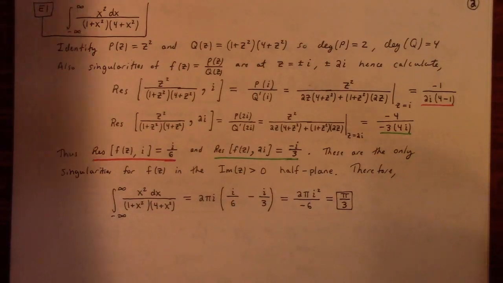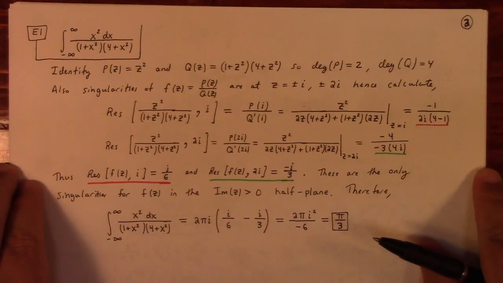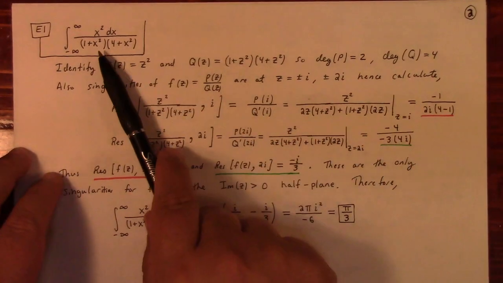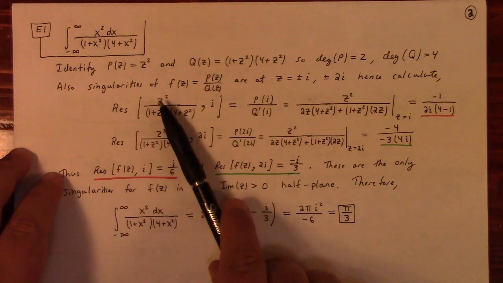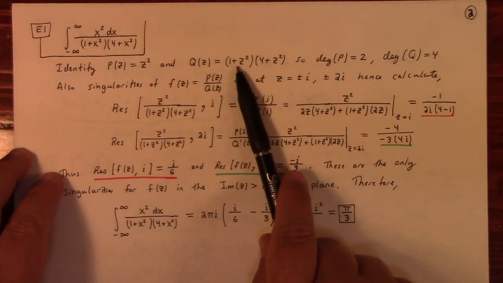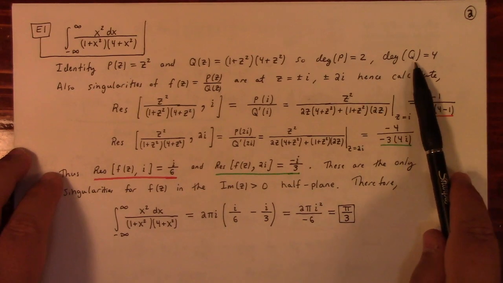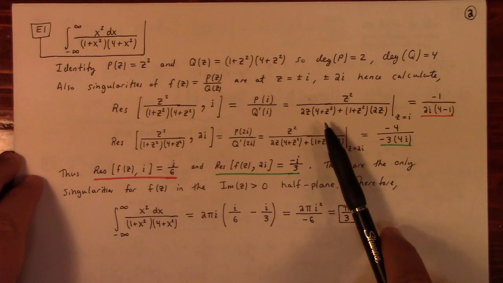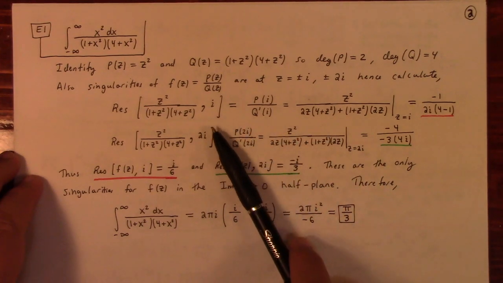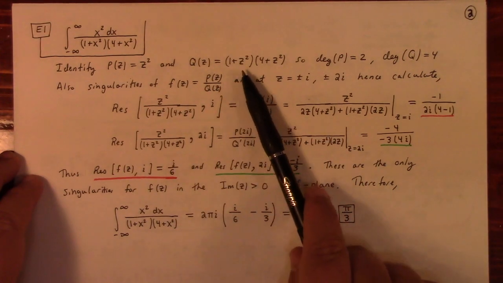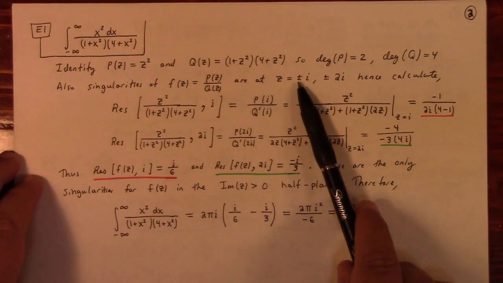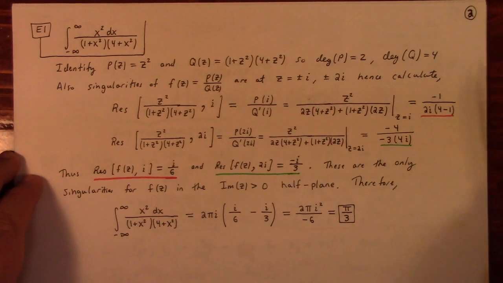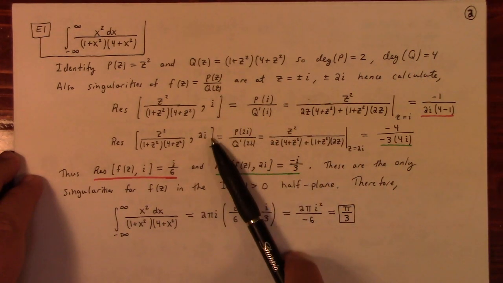So using that theorem on example 1, I'm going to integrate x squared dx over 1 plus x squared times 4 plus x squared. So our p of z is z squared, our q of z is that. Notice the degree of the denominator is 2 larger than the degree of the numerator, so we've satisfied that needed condition. And what are the residues? Well, you have plus or minus i and plus or minus 2i as places where the denominator is 0, right? But in the upper half plane, we just have to look at i and 2i.